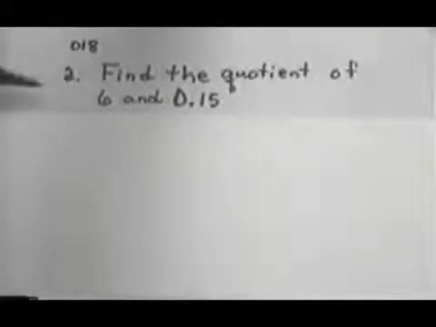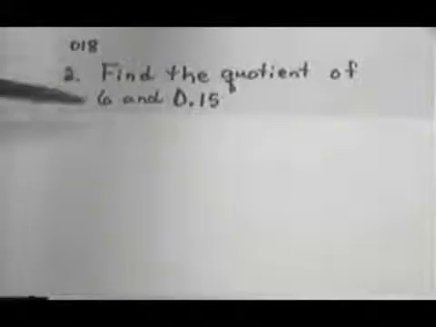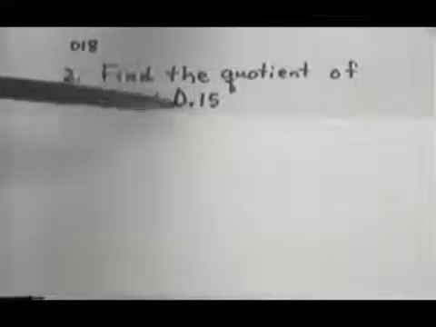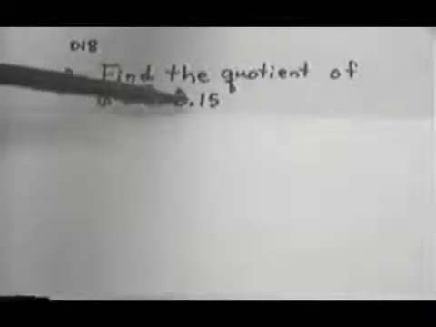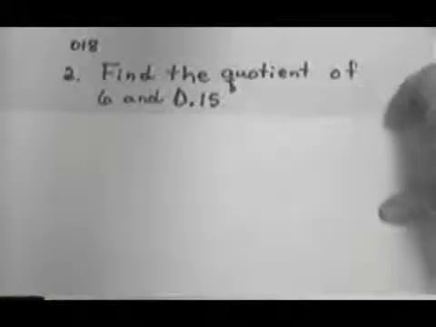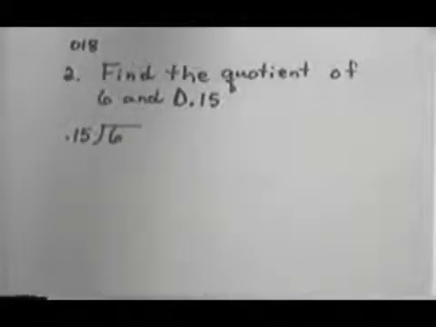In this example, our problem is worded a little bit different. Find the quotient of 6 and 0.15, or find the quotient of 6 and 15 hundredths. When you see the words find the quotient, you divide in the order that it's written. This really means 6 divided by the 0.15. So 6 needs to go under the division sign, and the 0.15 is what you're dividing by. So let's look and see how that would be written. So it's 6 divided by the 0.15.